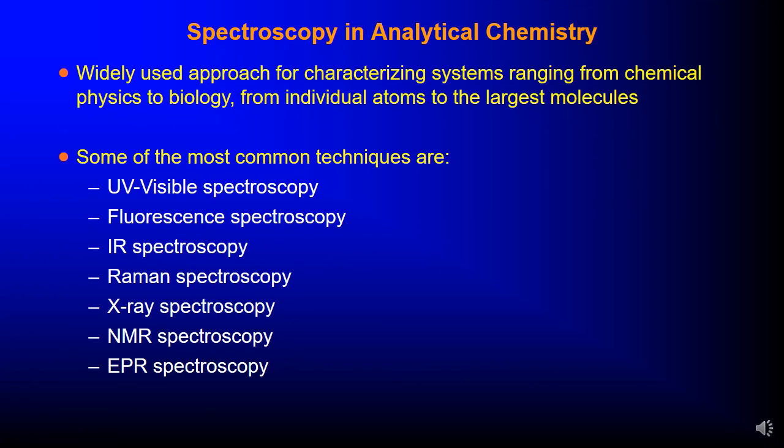Spectroscopy in analytical chemistry is a widely used approach for characterizing systems ranging from chemical physics to biology, from individual atoms to largest molecules. Some of the most common techniques are ultraviolet-visible spectroscopy, fluorescence spectroscopy, infrared spectroscopy, Raman spectroscopy, X-ray spectroscopy, nuclear magnetic resonance spectroscopy, and then we have EPR spectroscopy.